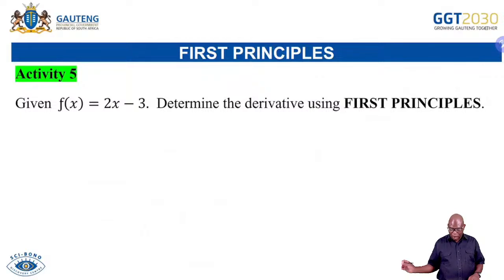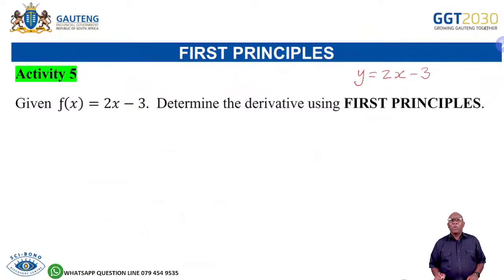Playing right along. Now you have 2x minus 3. Same principle, y equals 2x minus 3. What is the gradient of this graph? y equals mx plus c. The gradient of that graph is nothing else but 2. So the gradient there is 2. Let's see if we can do the same here.